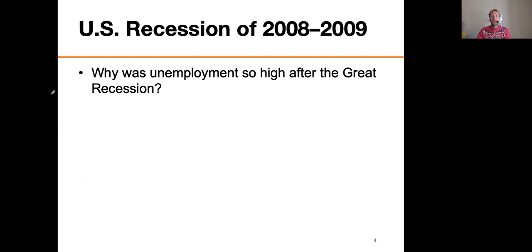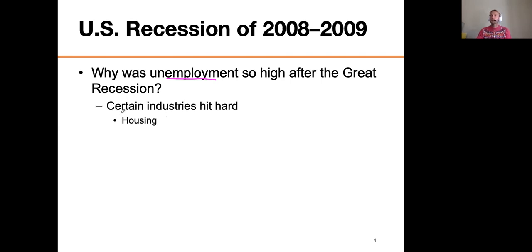This is the 2008-2009 recession. It's really quite dear to my heart. This is right when I graduated from college. And so I saw that, oh man, everybody was unemployed. Unemployment was so high after the Great Recession. So what caused some of the unemployment in the Great Recession?